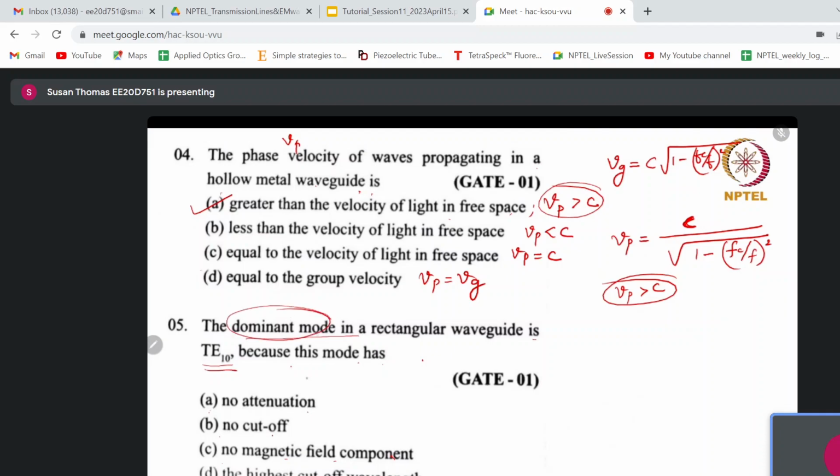Dominant mode is the one which will have smallest cutoff frequency, or we can say highest cutoff wavelength. Okay, highest cutoff wavelength lambda. Okay, so the last option is correct.